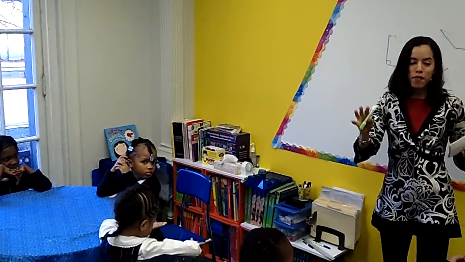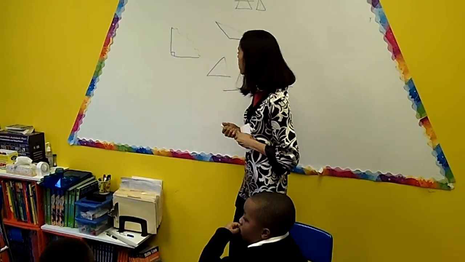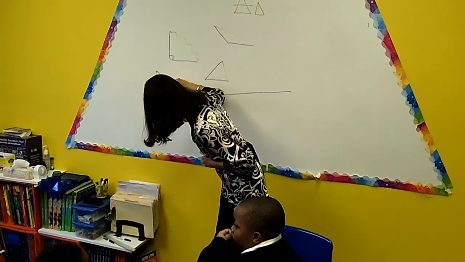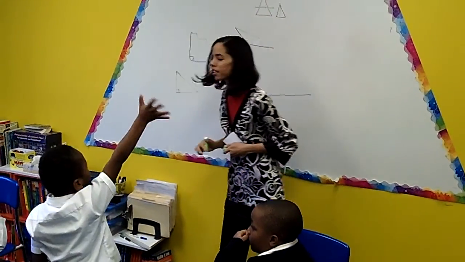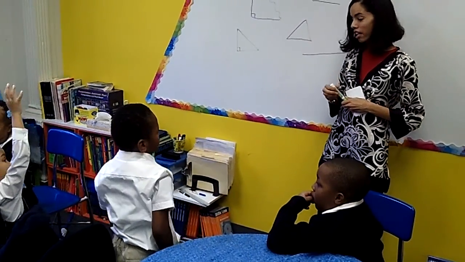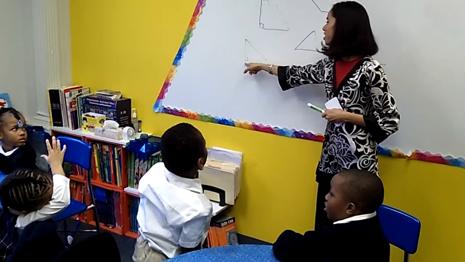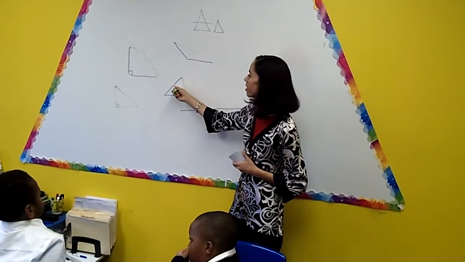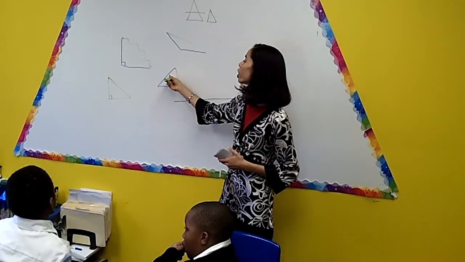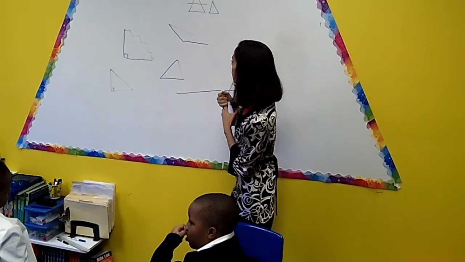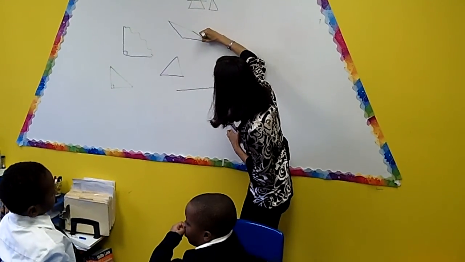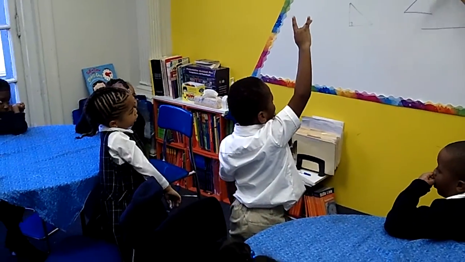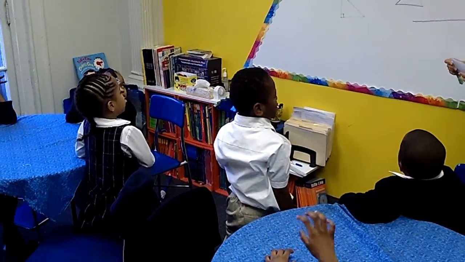We also learned about different types of triangles. So I can make a triangle right here. Raise your hand if you can tell me what type of triangle this is. A right triangle. Very good. How about this one right here? Hannah? Acute triangle. And how about if I turn this shape into a triangle? Who can tell me what this is? Ryan? Obtuse. It's obtuse because it has this big fat obtuse angle.